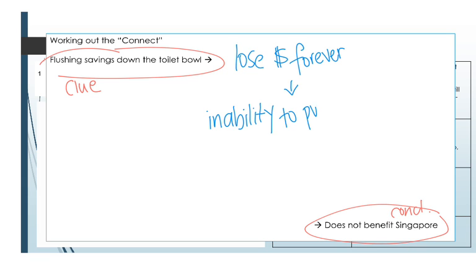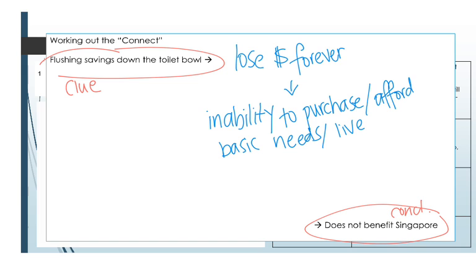So, when you lose money, alright, you have the inability to purchase or afford. What is this? Afford basic needs. Okay? Or you cannot live a normal life. Inability to live a normal life. You can't. No normal life for you because you gamble your money away.